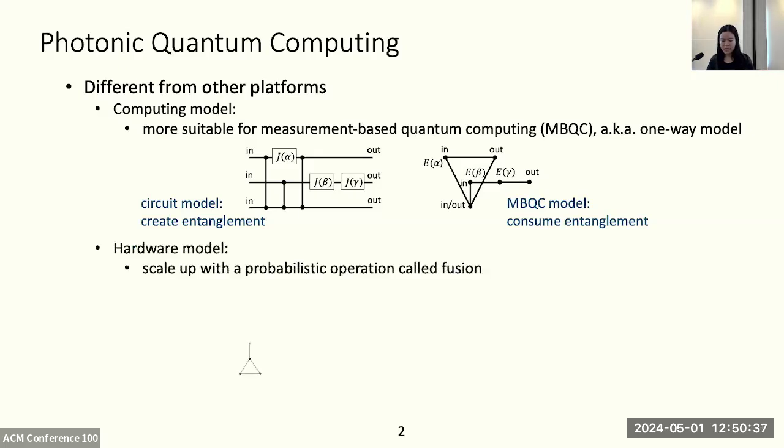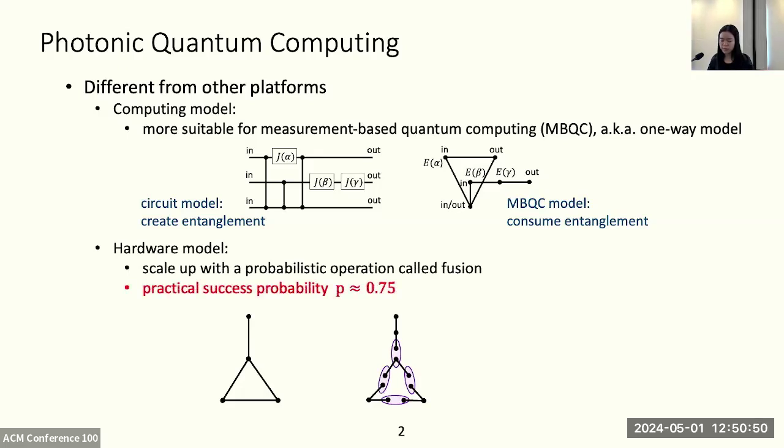On the hardware side, photonic hardware is scaled up by a probabilistic operation called fusion, which can merge small entangled states into larger ones if it succeeds. However, the practical fusion success probability is only around 75%, which brings significant randomness to the computing process. For example, if these three fusions succeed and this one fails, then the graph state we generate will become something like this.